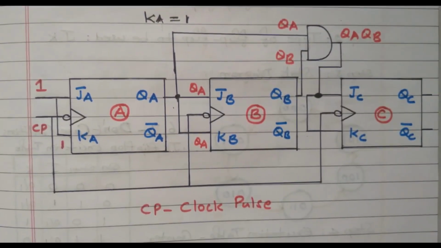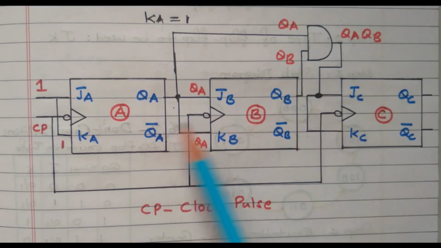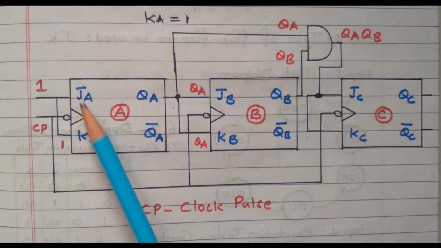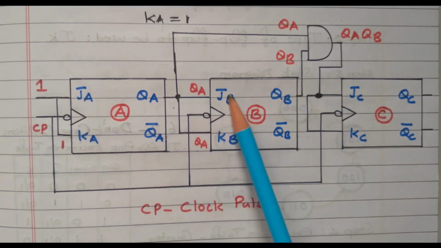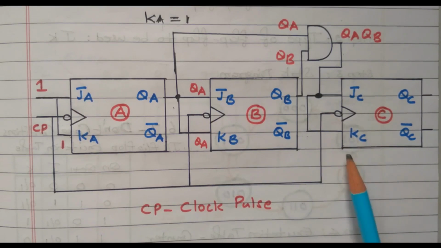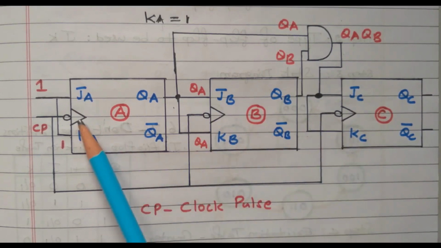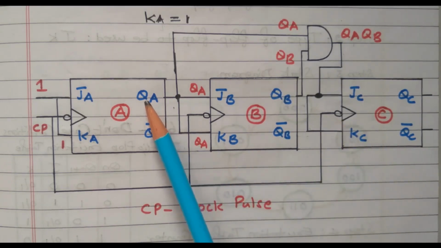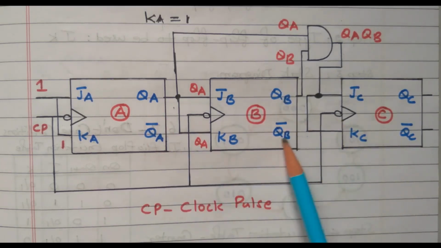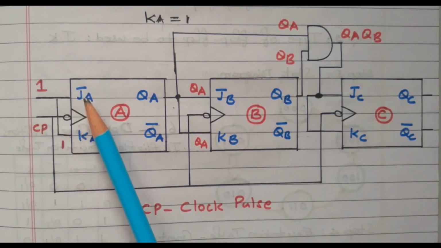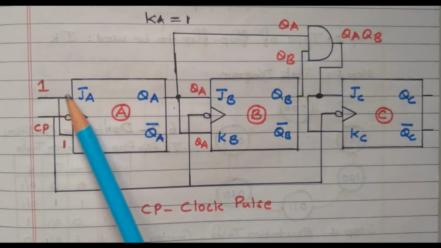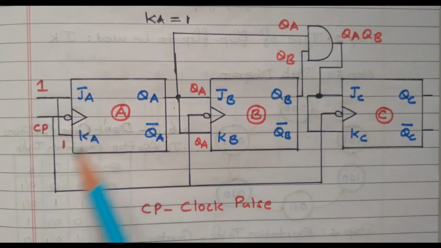We already discussed that 3 flip-flops are required, A, B, C, 3 flip-flops of JK type. So this is the first flip-flop, JA, KA, JB, KB, JC, KC. The clock pulse is given to all 3 flip-flops. This is the output, QA, QA bar, QB, QB bar, QC, QC bar. We need to give the input now. What is the input? JA and KA is 1, so 1 is given for both JA and KA.